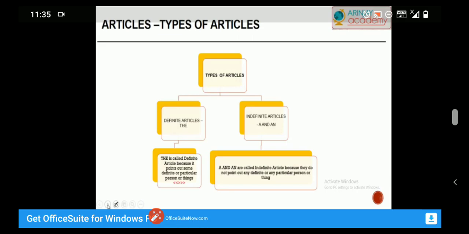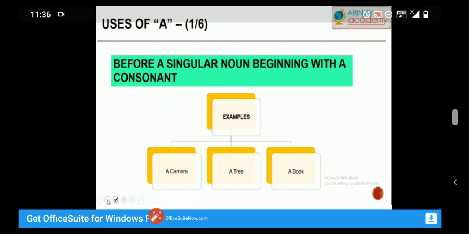Second, indefinite article. Indefinite articles are a and an, and they are called indefinite articles. Why? Because they do not point out any definite or any particular person or thing. Now we shall discuss the uses of the first article a.